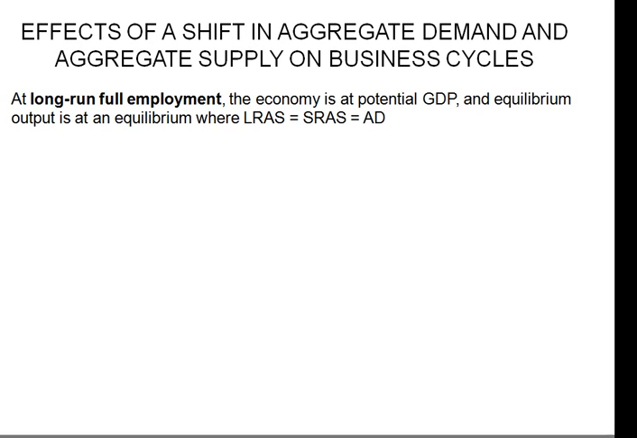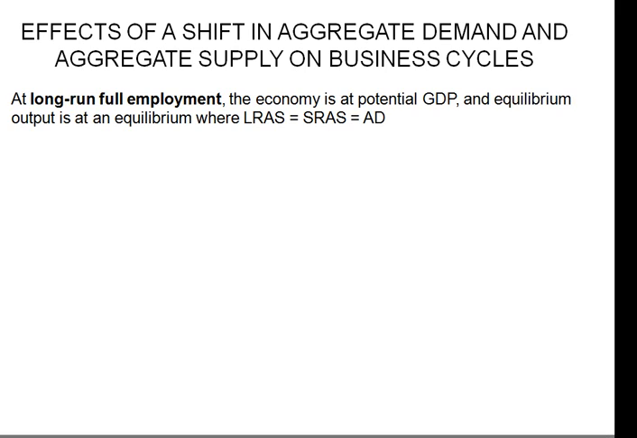Effects of shift in aggregate demand and aggregate supply on the business cycle. In the long run, full employment: the economy is at potential GDP and equilibrium output. It is at an equilibrium where long run aggregate supply is equal to short run aggregate supply, and that is equal to aggregate demand. So in the long run, an economy is at full employment. It is using all of its available resources, all of its human capital. So at equilibrium, it is producing what it can produce, that is called potential GDP.